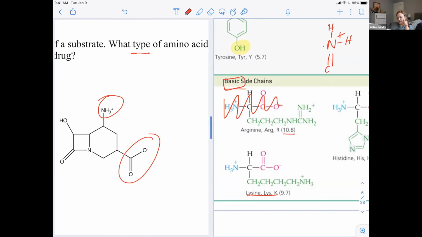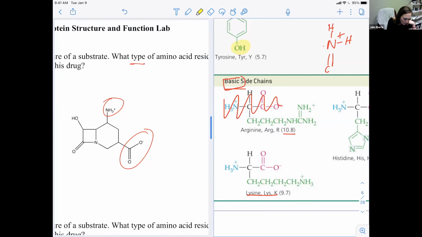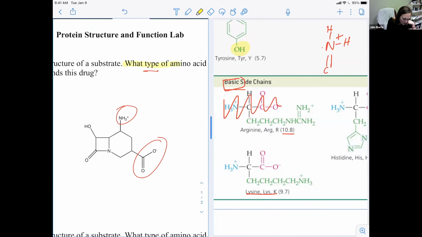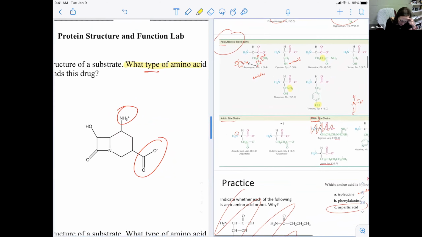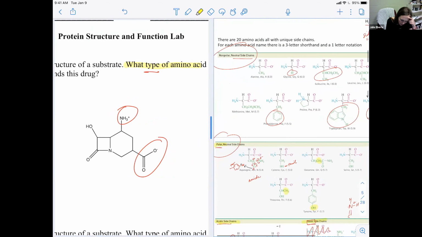Would you want us to say that they react with basics, or would that be salt bridges? When the question is asking what type of amino acid, your options are acidic side chain amino acids, basic side chain amino acids, polar amino acids, or non-polar amino acids. Those are your 4 options.